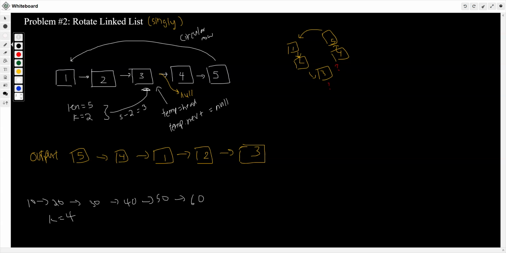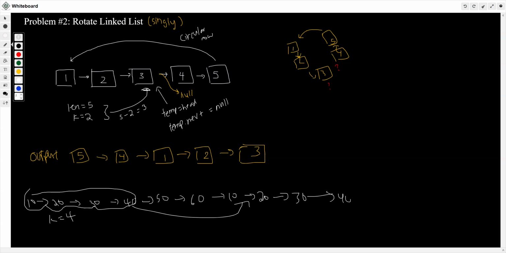Yeah, 4 times. Sorry, this is counterclockwise. Okay. So we're going to move these 1, 2, 3, 4 spaces, and then we're going to move this here. So it becomes 50, 60, and then 10, 20, 30, and 40.